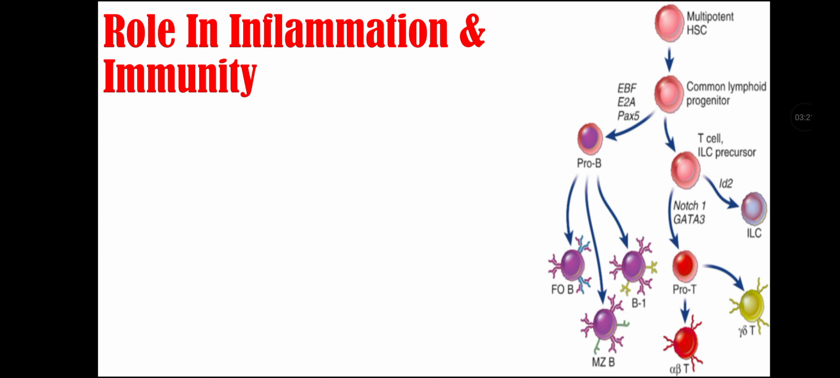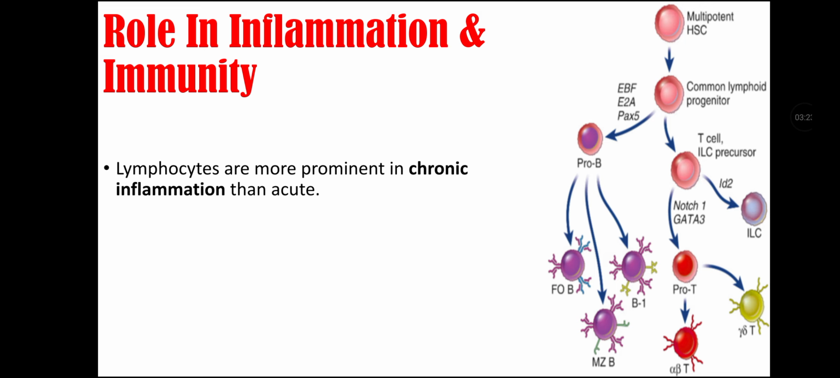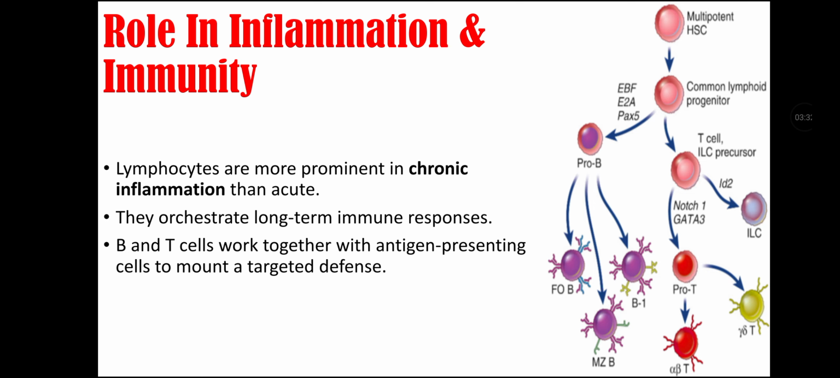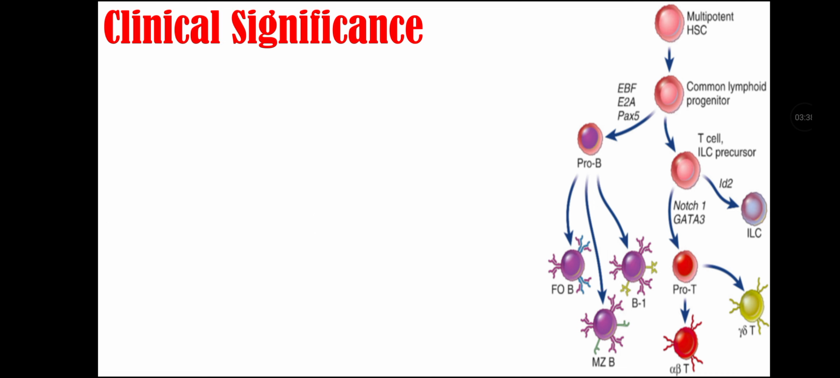Role in inflammation and immunity of lymphocytes. Lymphocytes are more prominent in chronic inflammation than acute inflammation. They orchestrate long-term immune responses. B cells and T cells work together with antigen-presenting cells to mount a targeted defense.